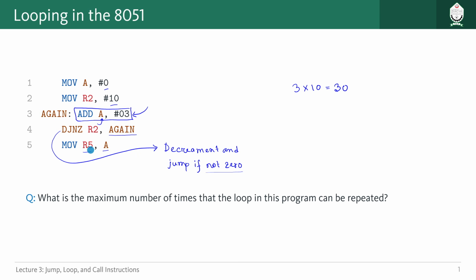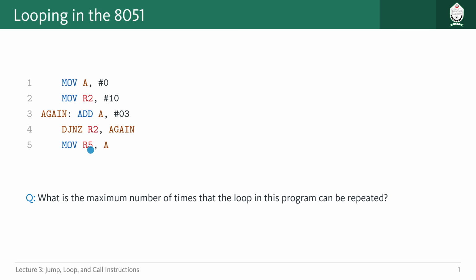So my question now is, if in this particular code we can run this loop 10 times, then using these 8-bit registers like R2, R3 or whatever, what is the maximum number of times the loop in this program can be repeated? If I use R2, what is the maximum number we can put here, and what is the maximum number of times this loop can be repeated with these registers, right?